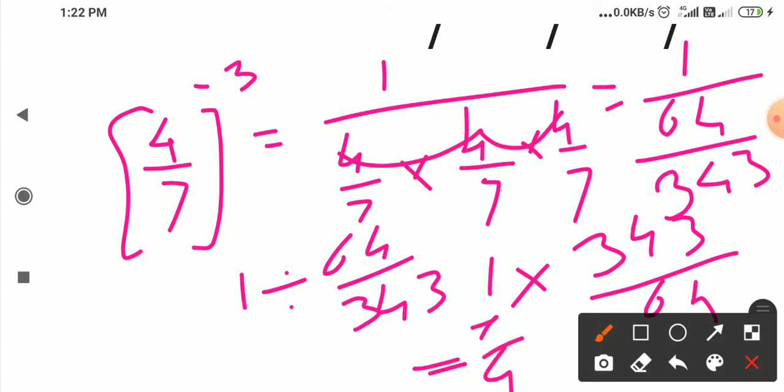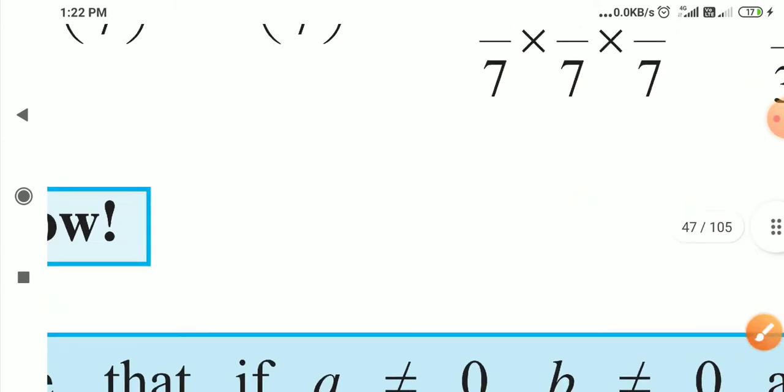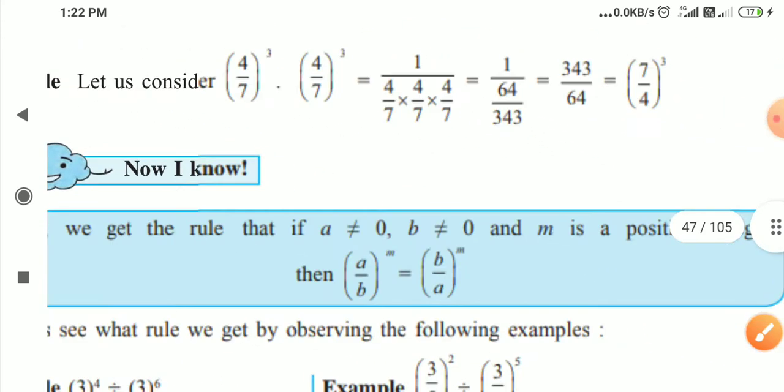See here, the answer is 7 upon 4, so it becomes positive. The index is positive, but the position of the numerator and denominator is swapped: the denominator becomes the numerator. These are the examples I told you to help you understand. But from this, what are we understanding?